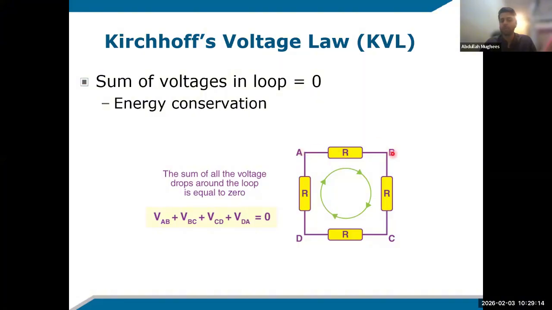Here we would see that the voltage applied to this R, which is connected between point A and B, would be voltage AB, VAB. Similarly, the voltage applied to the resistor connected between points B and C would be VBC. Then between C and D would be VCD, and between D and A, this resistor would be VDA. The sum of all these voltages is going to be zero. So if we draw a loop and everything is connected to each other, the sum of all voltages is going to be zero. That is the conservation of energy as well, if you think about it.